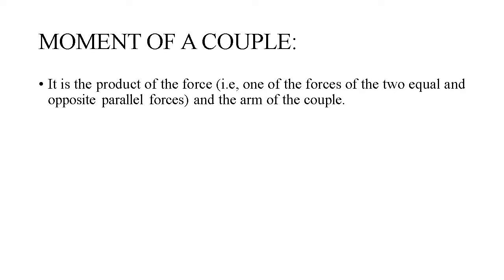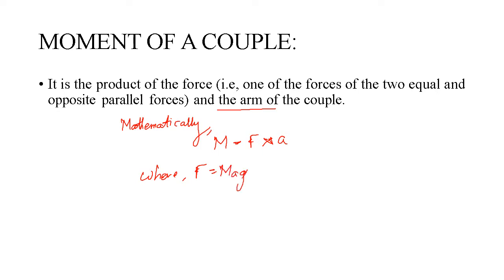Moment of a couple. It is the product of the force and the arm of the couple. Mathematically, M equal to force into arm of the couple, where F equal to magnitude of the force, and A equal to arm of the couple.